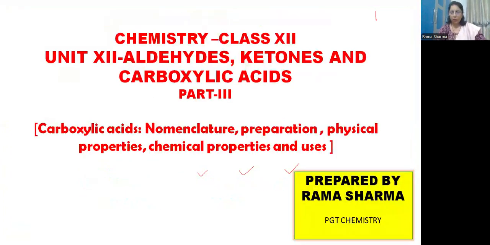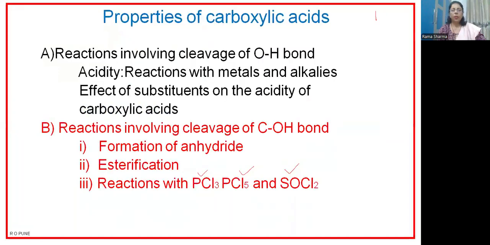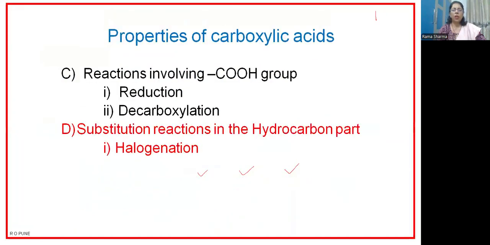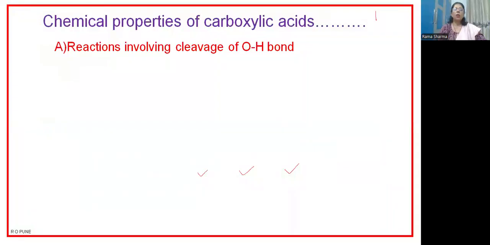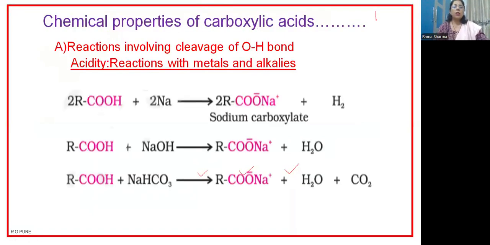Let us start with the first type of reactions. Those are the reactions involving the cleavage of the O-H bond. O-H bond cleavage means the removal of H plus from here. That is the acidity, the reaction which shows the acidic nature of carboxylic acid.